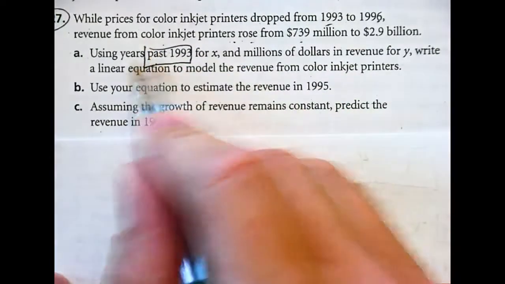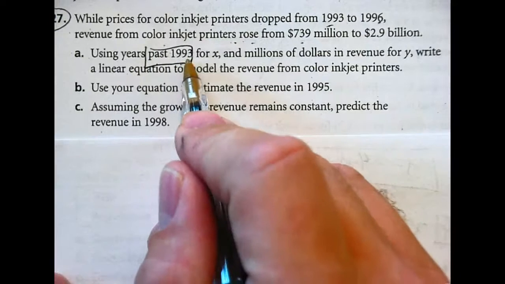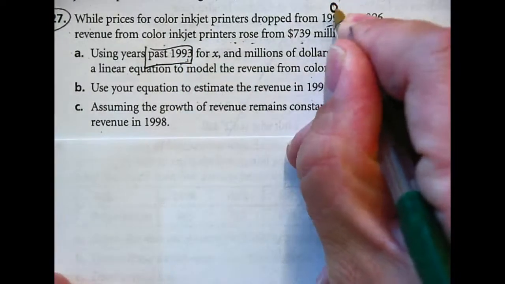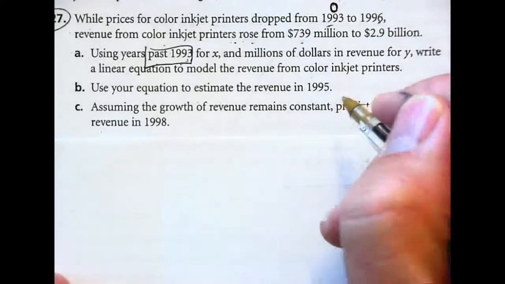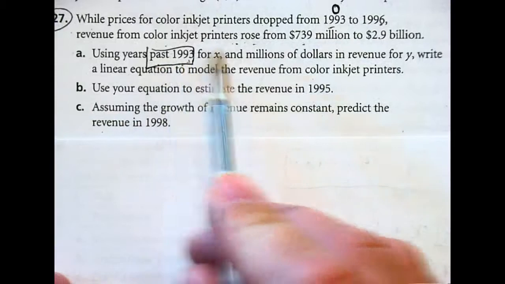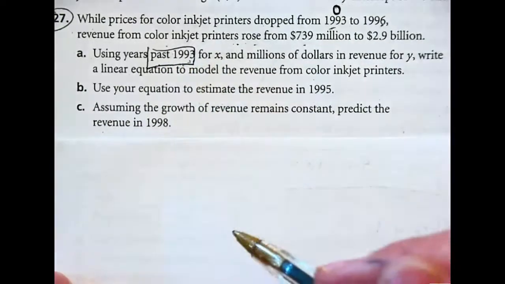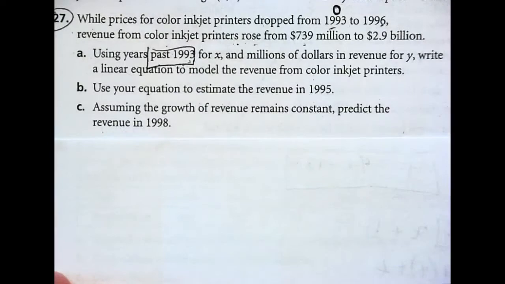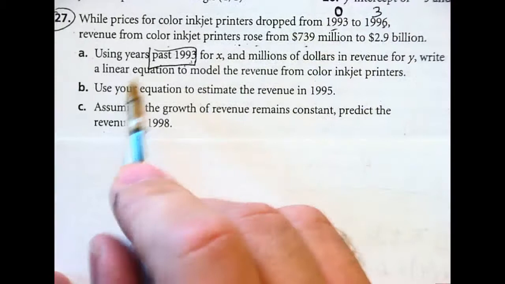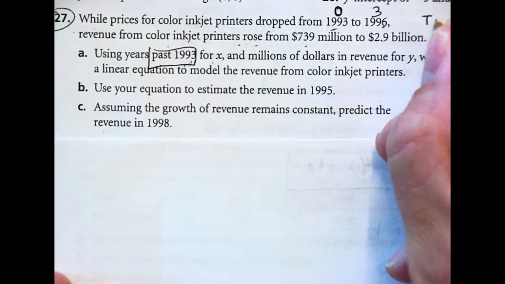So in other words, when they say stuff like that, a lot of times what we think of is time began in 1993. Like year 0 is 1993. So a lot of times when we're dealing with years, we do that. We say, okay, using years past 93, that means time began that year. So in 94, we're at what year? 1. 95, we're at year 2. And 96, we're at year 3.